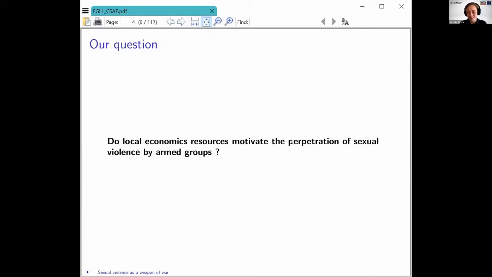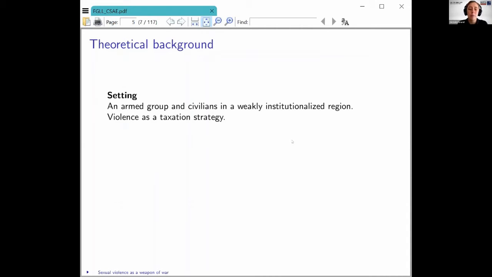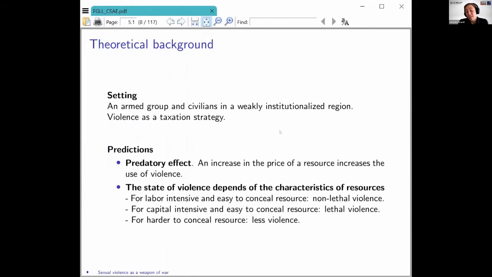To go a bit more into the detail of where this answer comes from, we try to put together what could be the mechanism at play from a theoretical standpoint. I will try here to give you very briefly the intuitions that we have. If you consider two actors, an armed group and civilians in a weakly institutionalized region, the armed group will use violence as a taxation strategy, as a way to extract resources from the local population. So in this sense, this paper is very well aligned with the one that James just presented. We predict the standard predatory effect, where an increase in the price of the resource should increase the use of violence.